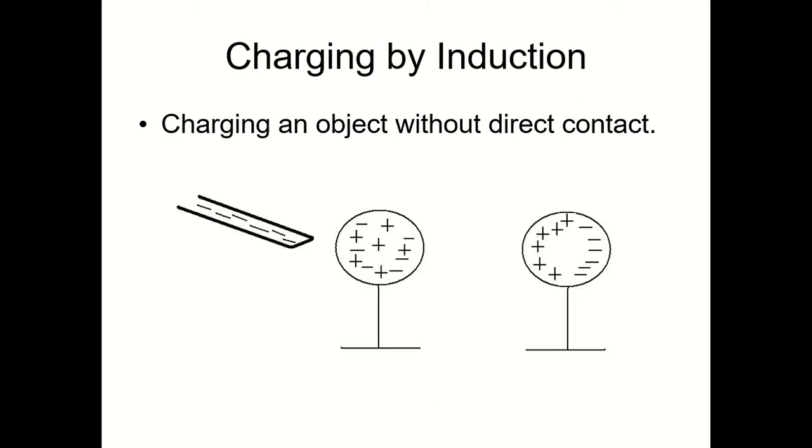Okay, so an illustration here, we have charging by induction. So we have to induce, and then charging will happen. Charging an object without direct contact. So that is what we call charging by induction.